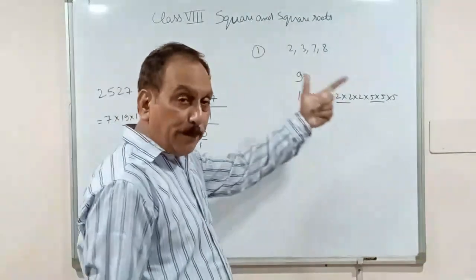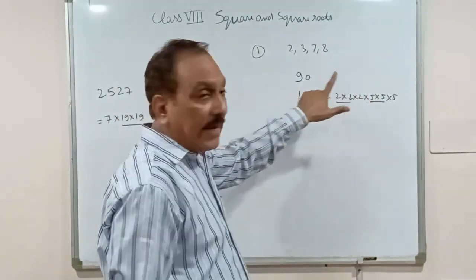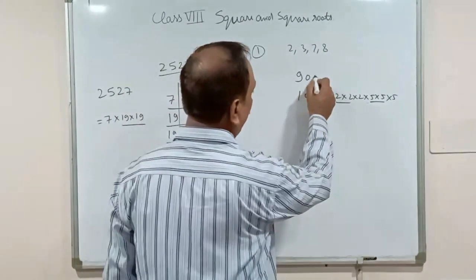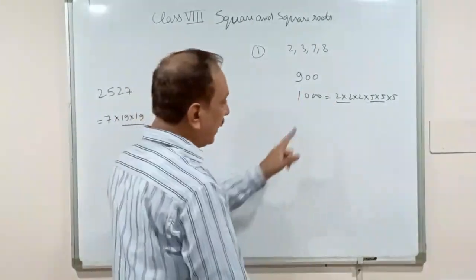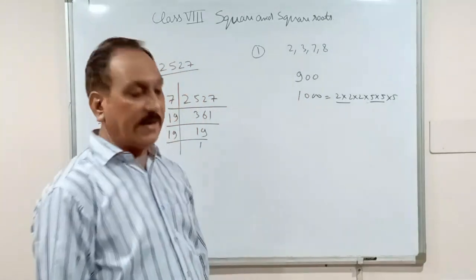Last में odd zeros की जगह even zeros हों, जैसे 900 हो, it is a perfect square of 30. 10,000 हो, it is a perfect square of 100.